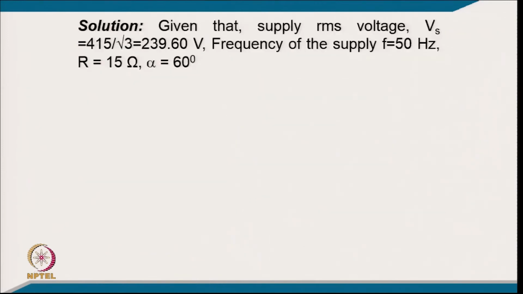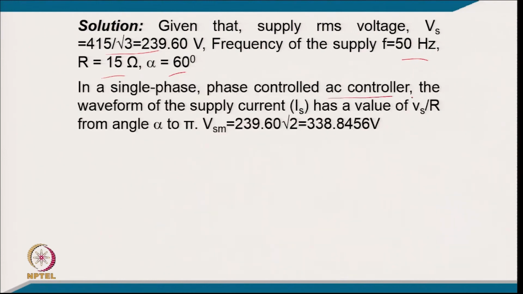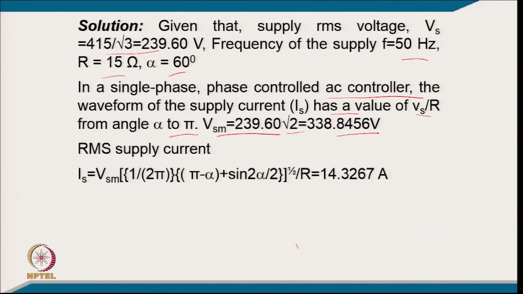Coming to the numerical portion, given that the supply RMS voltage is Vs equal to 415 by root 3, that is 239.6 volt, the frequency of supply is 50 Hz, the resistance is 15 ohm, and the firing angle is 60 degree. In the single phase phase-controlled AC controller, the waveform of the supply current has the value Vs by R from angle alpha to pi, where VSM is the peak voltage, 239.6 into root 2, that is 338.84856 volt, and the RMS supply current will be IS equal to VSM with this formula of the single phase AC controller.